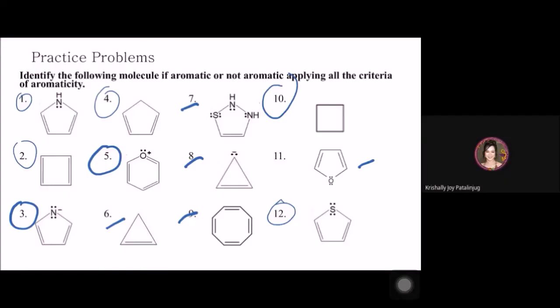Okay. Sige. So, I'll start with number 1. I will identify if the following molecule is aromatic or not. The best way to determine is to go straight to Huckel's rule.